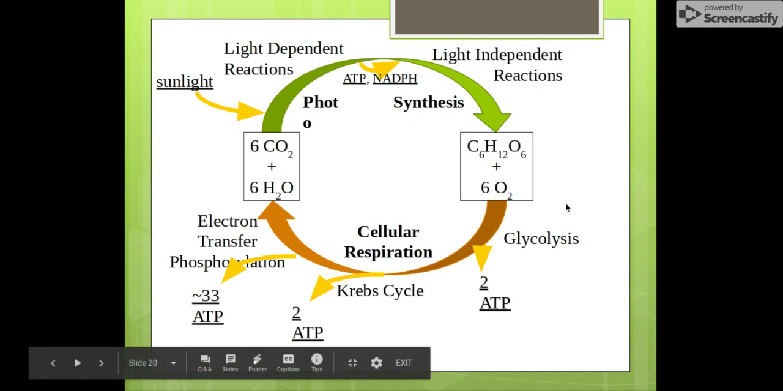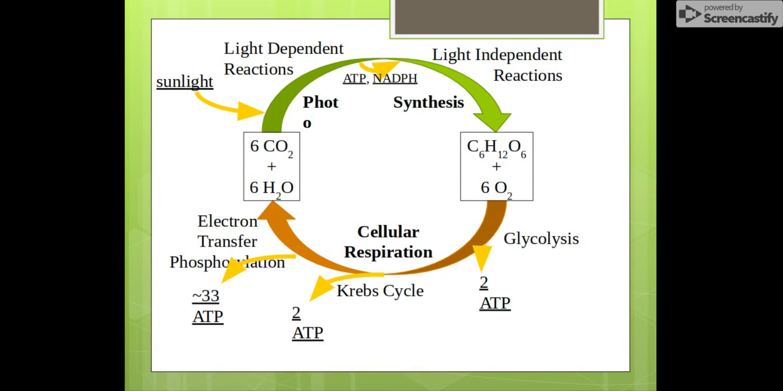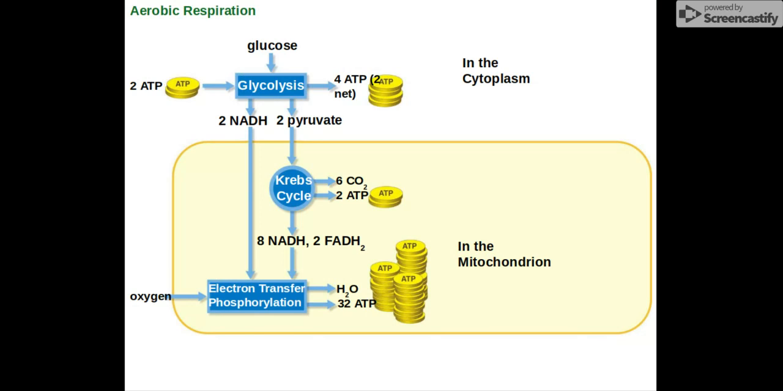Okay. This just shows that process again. 2 ATP out of glycolysis, 2 from Krebs cycle, 33 approximately from the electron transport chain, for a total of 36 to 38, about 37. Okay. This just shows that image again in the cytoplasm, glycolysis. We're taking those pyruvate, turning into acetyl-CoA, goes into the Krebs cycle, getting that ATP.